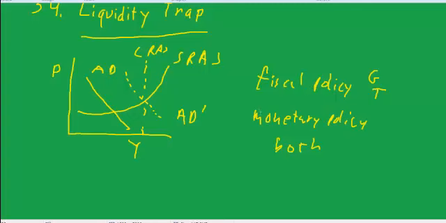And so you get these quarrels, and going back to Keynes, one of the arguments used by people who favor fiscal policy is that sometimes monetary policy won't work. And that's what we mean by this liquidity trap. So when will monetary policy not work?